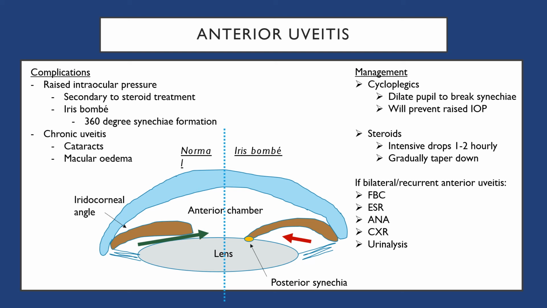You also need to treat patients with steroids. So this starts with intensive treatment. So every 1 to 2 hours they have to put drops in, and then gradually you taper that down. If someone's got bilateral anterior uveitis, or they've got recurrent uveitis, you need to be thinking about working them up for a systemic autoimmune disease. So this would include doing a full blood count, an ESR, an ANA, and chest X-ray and urinalysis for completion.